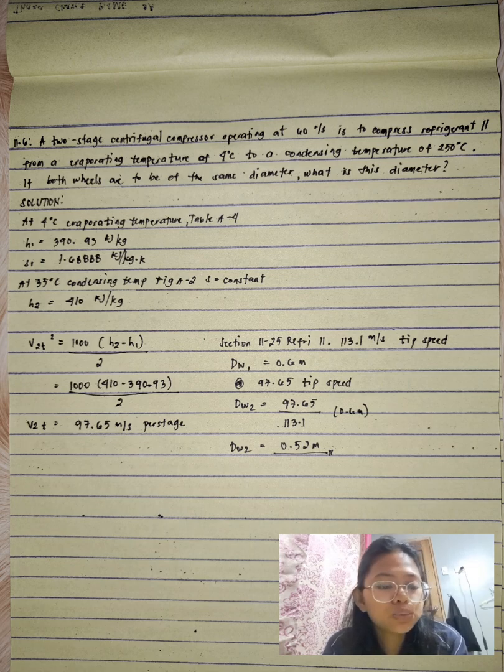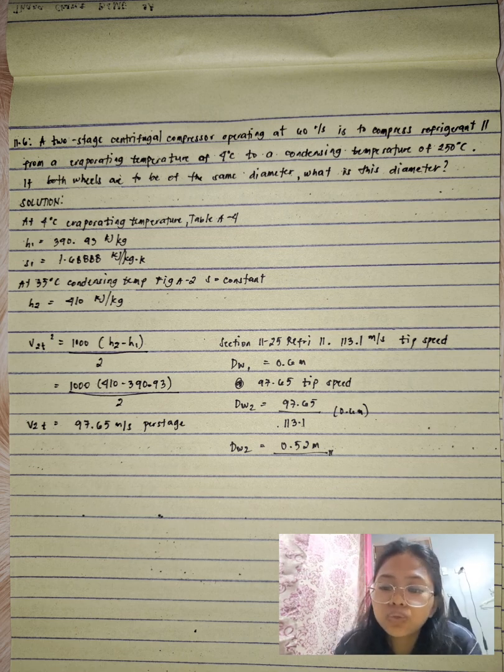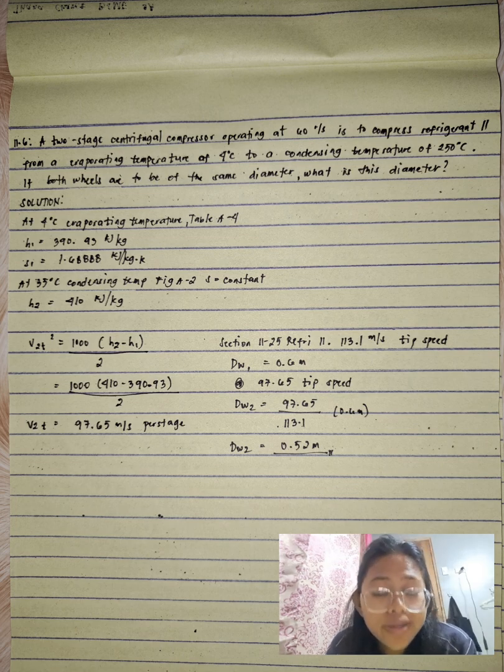Problem 11-6. A two-stage centrifugal compressor operating at 60 is to compress refrigerant 11 from an evaporating temperature of 44 degrees Celsius to a condensing temperature of 250 degrees Celsius. If both wheels are to be of the same diameter, what is this diameter?